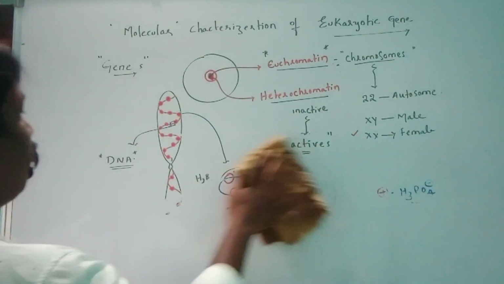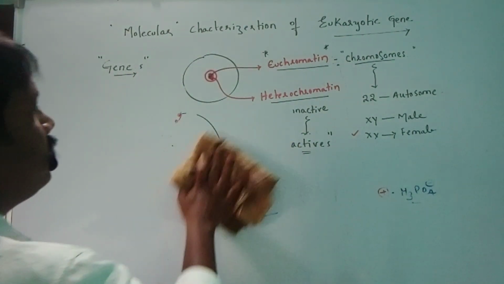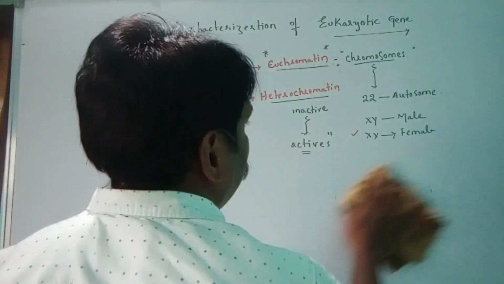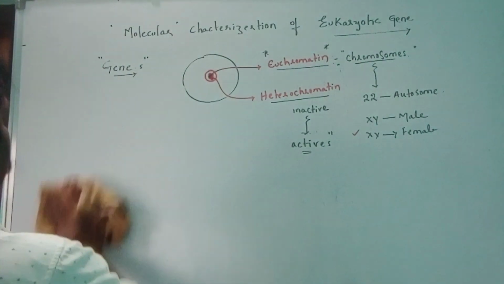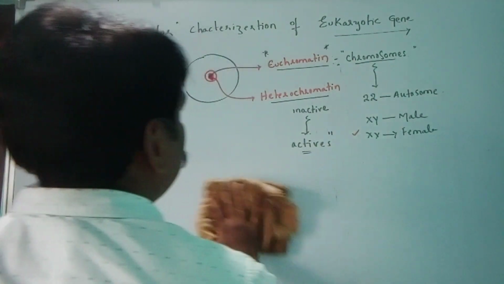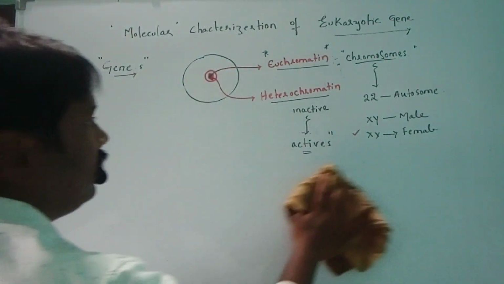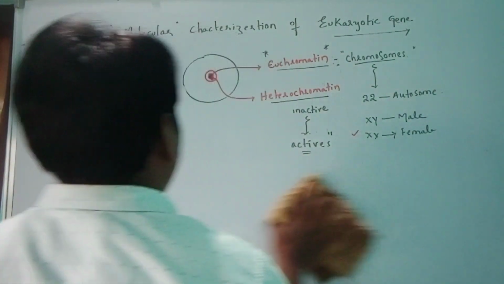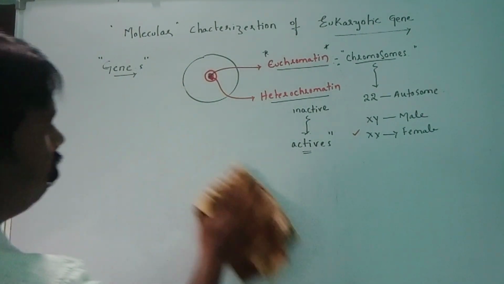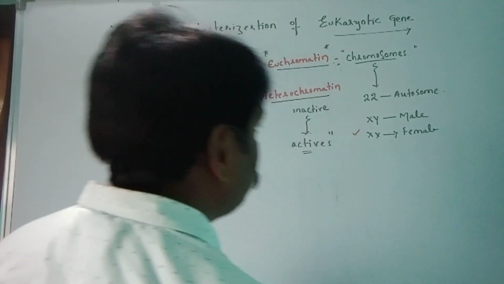So you people are aware of what euchromatin and heterochromatin are. In euchromatin, it is fundamental, involved in all cellular metabolism. The 22 autosomes are responsible for body makeup, which means metabolic activity as well. They are involved in the physical maintenance of our body.